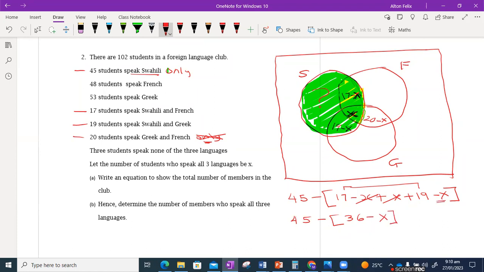When you remove this bracket, one is understood here, so it's as though you're multiplying by minus 1. So it becomes 45 minus 36 plus X. Minus 1 by 36 is minus 36, minus 1 by minus X is plus X. 45 minus 36 is 9, so this is 9 plus X. And this is the answer we should put right here. This is 9 plus X.